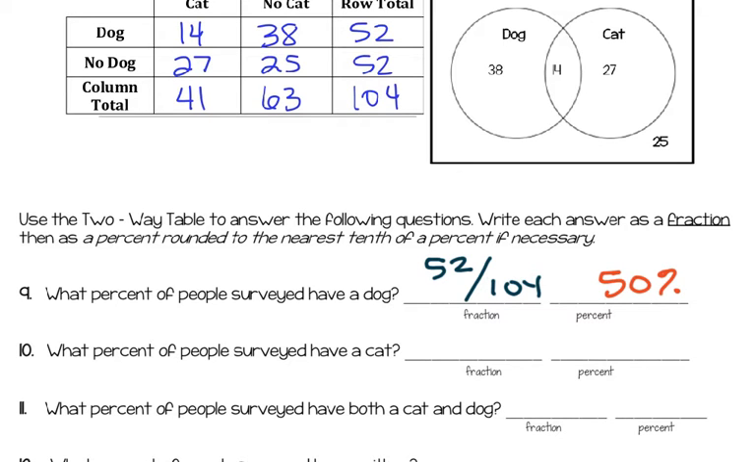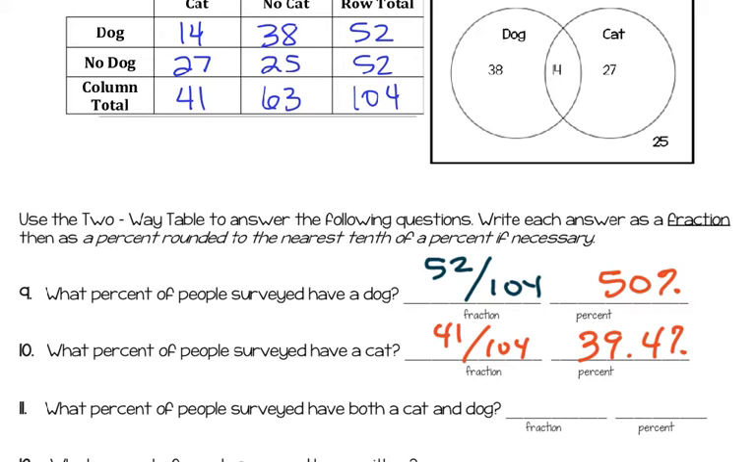What percent of people surveyed have a cat? There were 104 people surveyed, and how many had a cat? These are the people that had a cat. It's not 14 plus 27 plus 41. The 41 is the total, and so 41 people out of the 104 had a cat. And so that's going to be 39.4%.